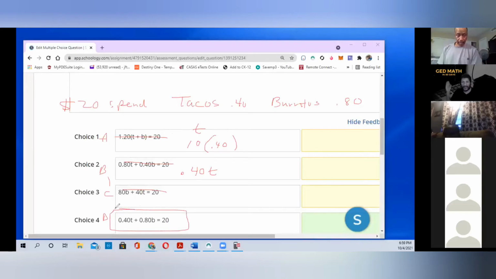Not A, not B, not C. We didn't do any work. We're done. Look at that. By just understanding what they're giving you, 40 cents is 0.40 times the number of tacos, which we're going to call T. There's only one multiple choice that got 0.40 T. This one got 40 T. This one got 0.80 T. This problem that looked difficult is one of the easiest problems on the test.